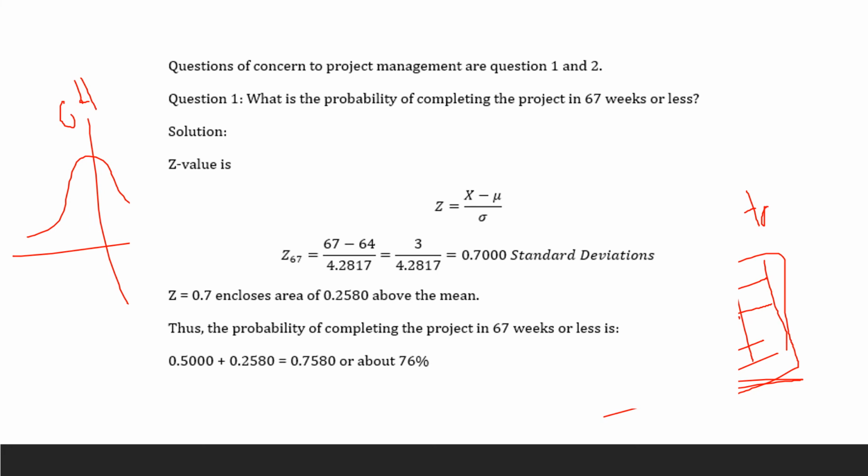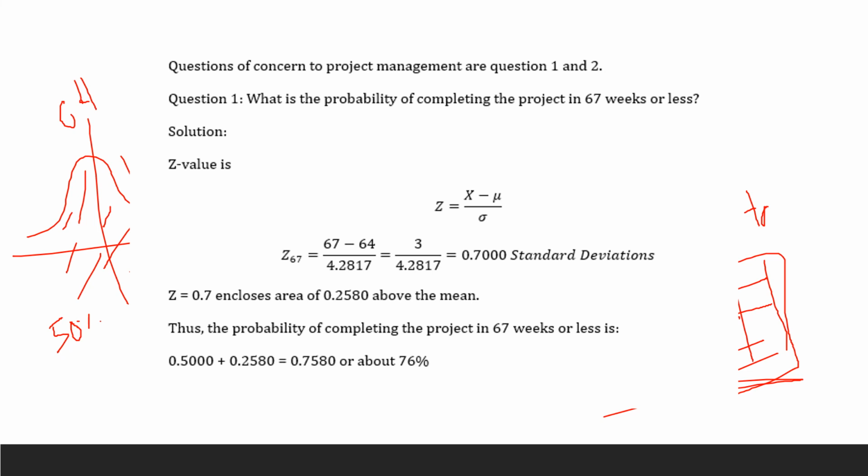Then we go there, and the Z of 0.7 encloses this area. You get the area underneath of that, and you're going to get 0.2580. The midpoint is 50%, so you add the 50%, so we know where our area is. The area is going to come all the way and cut out somewhere around here, and that is going to give you 76%.